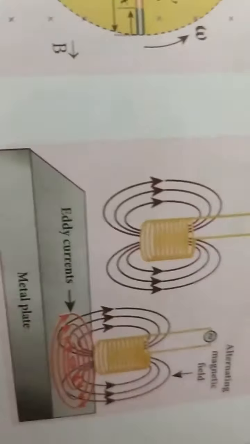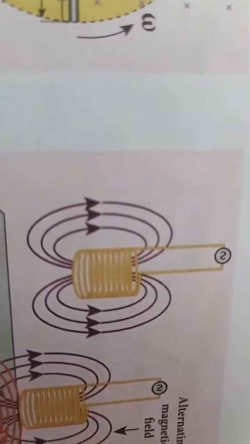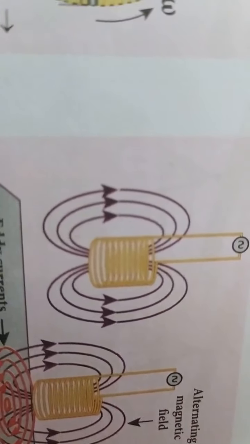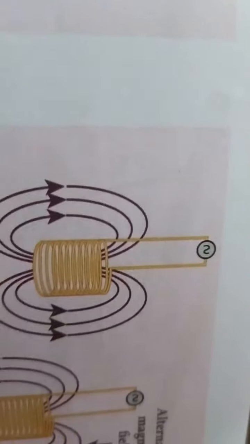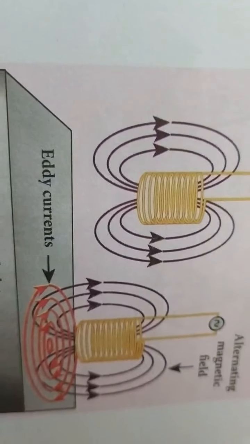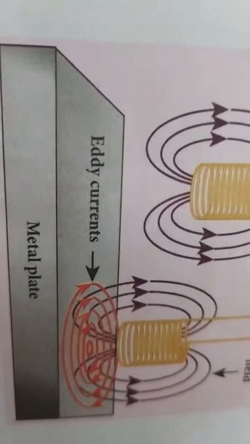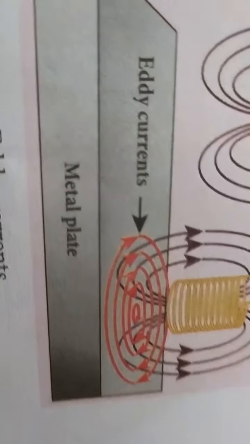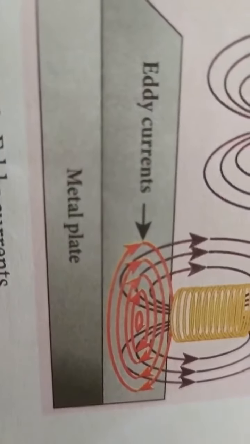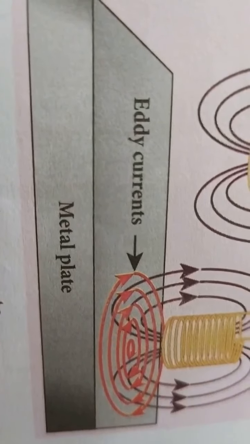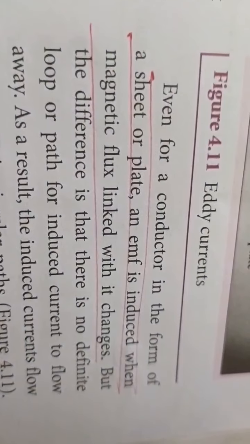When you see this diagram, there is a coil, and around the coil the magnetic lines of force are passing, and this is an AC source. This AC source produces eddy currents. The eddy currents, you see, are in the form of ripples. These eddy currents are produced in the case of metal plates. Even for a conductor in the form of a sheet or a plate, an EMF is induced when the magnetic flux linked with it changes.